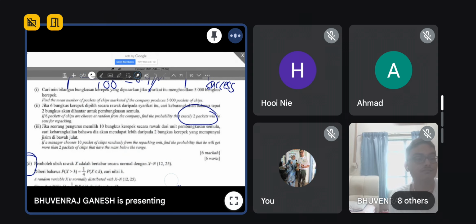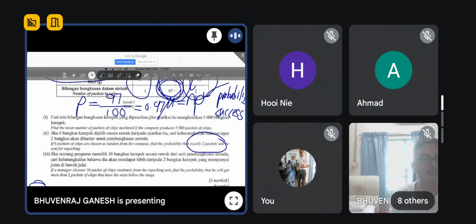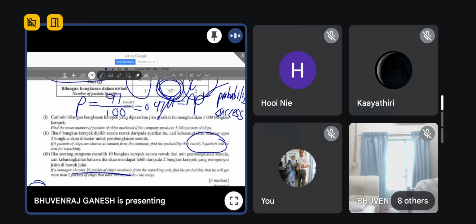So number 3. For number 3, slightly different, sedikit berbeza, but still not that difficult. So the question is, dia pilih 10 bungkus kerepek randomly. So what is your N value, guys, for this question? Untuk nombor 3, N sama dengan berapa? Very good, N equal to 10. Always remember, nilai N mewakili bilangan yang kamu pilih secara rawak. Randomly taken is your N value.